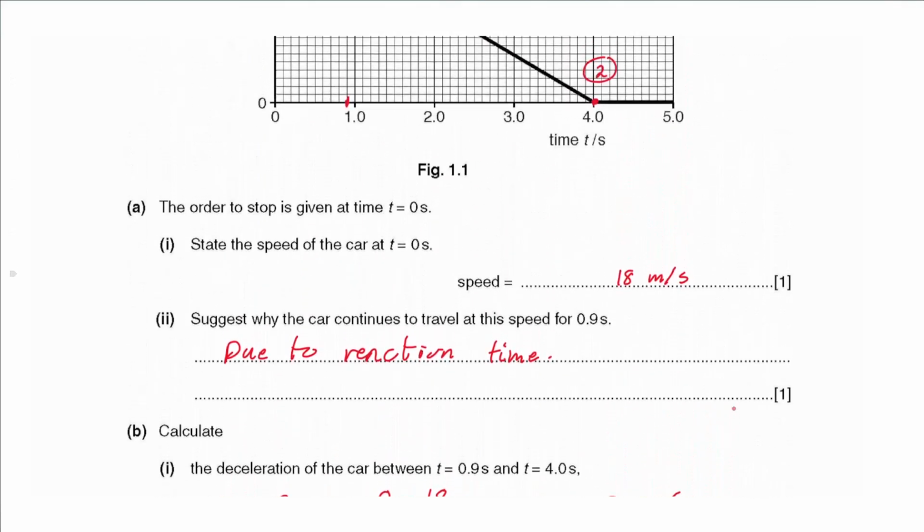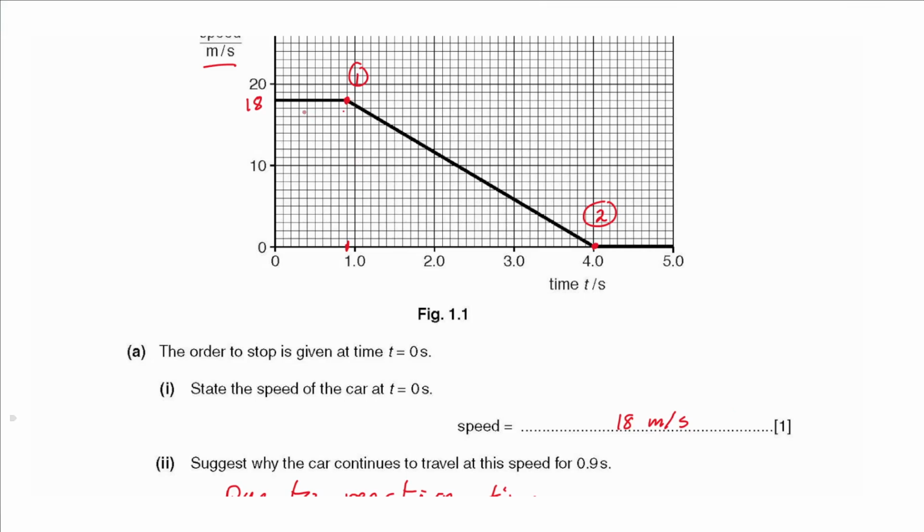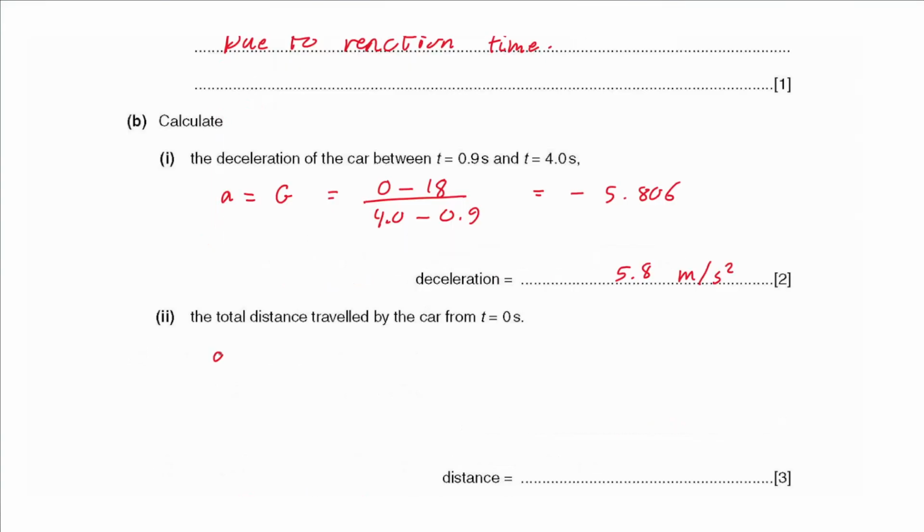The distance can be determined from the area under the graph shown here. This whole area is a trapezium, and this base is 0.9 long, this base is 4, and the height from here to here is 18. First we say distance is equal to the area under the graph, and then we substitute. Base 1 was 0.9, base 2 was 4, divided by 2, and all that is multiplied by the height 18. That gives an answer of 44.1 meters.